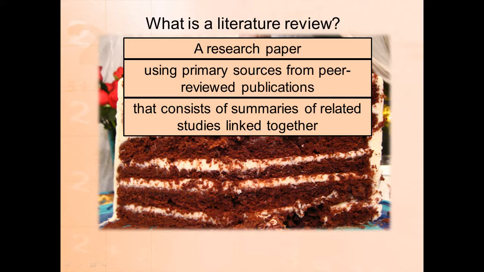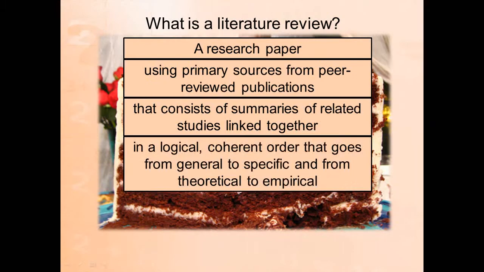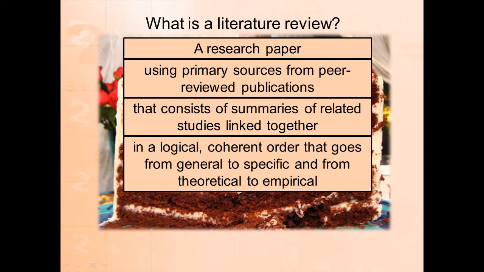The review of literature goes, though, one level deeper than that. It has to consist of these summaries of related studies linked together, but in a certain order. It's a logical, coherent order. It goes from general to specific and from theoretical to empirical. And so if we found, again, those 15 great articles that we were going to include in our review of literature, we would not just put them in any kind of random order.